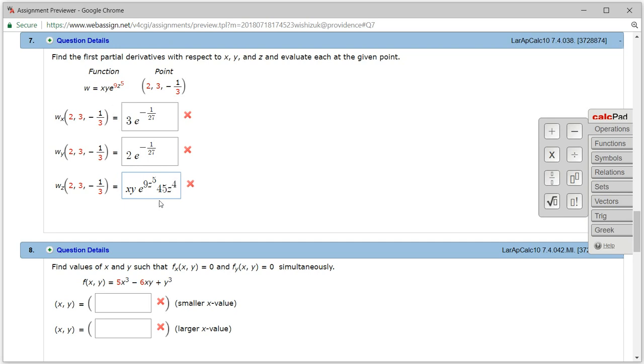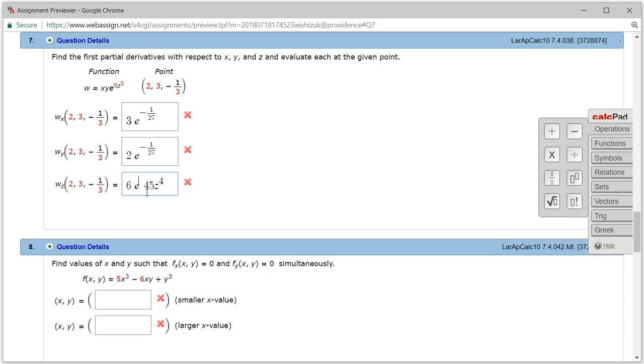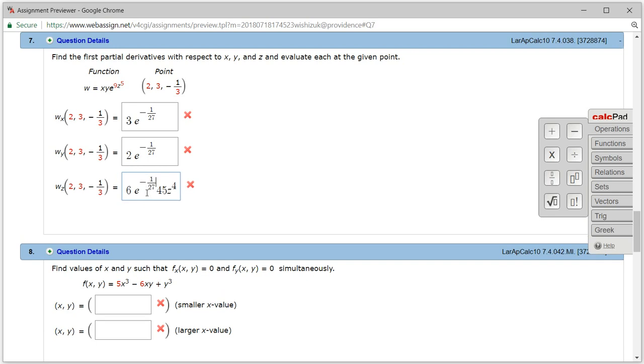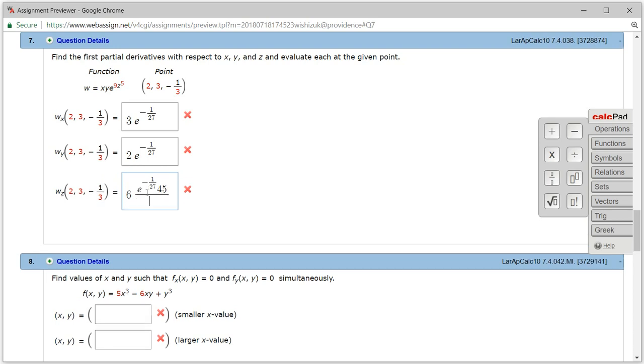For this part right here, x is 2 and y is 3, so this is going to be 6. And e to the 9z to the fifth is going to be just e to the negative 1 over 27 power. So I'm going to put that in there. And then you have 45z to the fourth. So this is going to be negative 1/3 to the fourth, so we're going to have to divide it by 3 to the fourth.